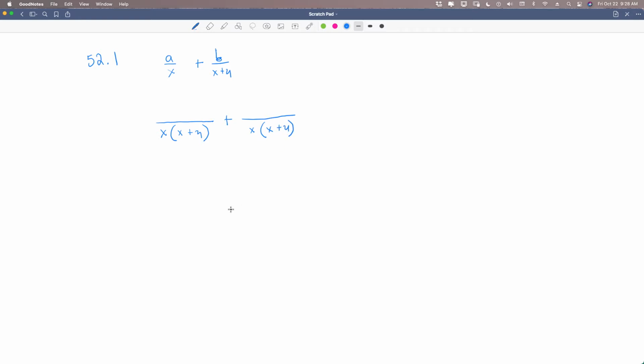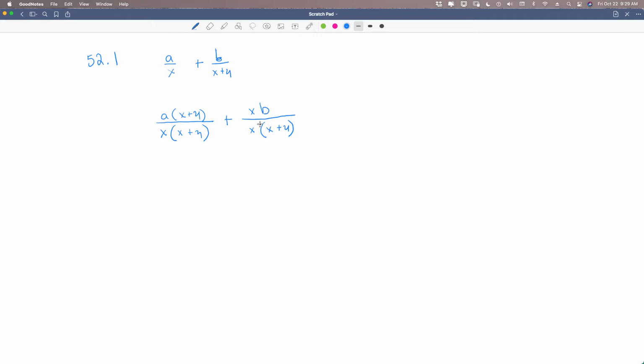Now what we're going to do is multiply this side by this denominator, just like we always do to find a common denominator. So we're going to say a times x plus y. And then we're going to multiply this by this. So x times b. And that is going to be our start to the solution of this problem.